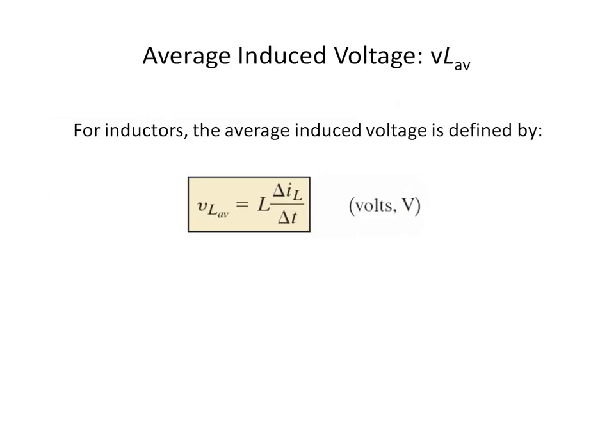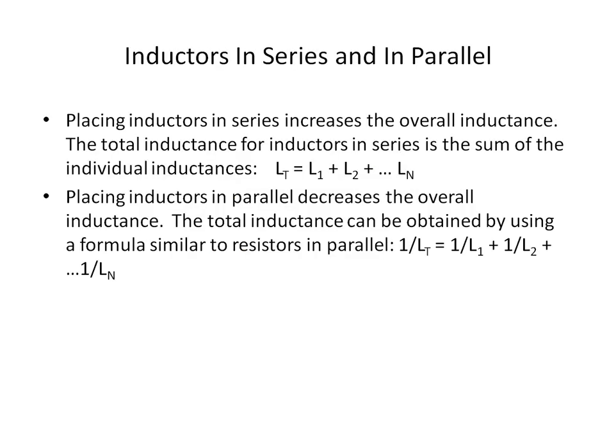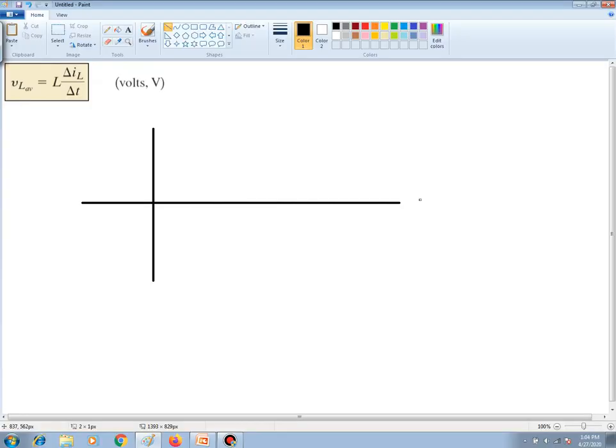For inductors, the average induced voltage is defined by the voltage across the inductor equal to the inductance times the rate of change of current of the inductor over the change in time. Now this equation is more related to AC, and so with that I have a plot here. I'm going to put an AC waveform, and we'll see how the current relates to the voltage and how the voltage relates to the current, and so on and so forth.